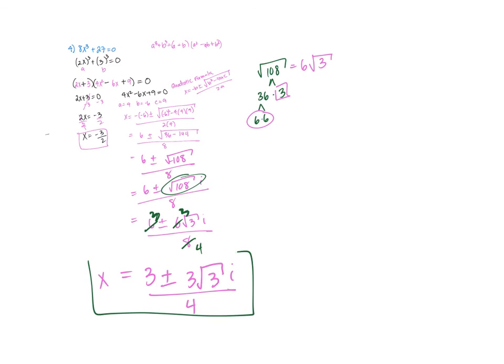So my x can equal this, or it can equal negative 3 over 2. And there we have our x values. So I hope that helps you out with your homework. So anytime you notice a binomial, you want to use the sum or difference formula.